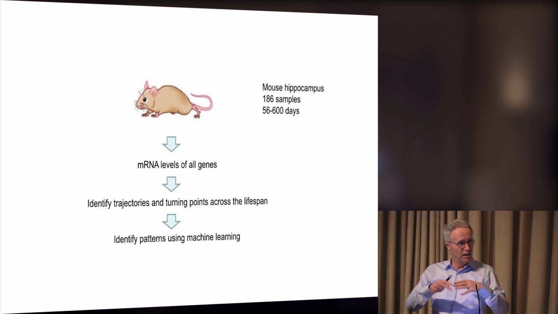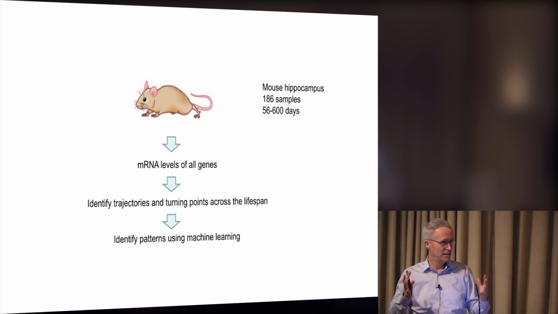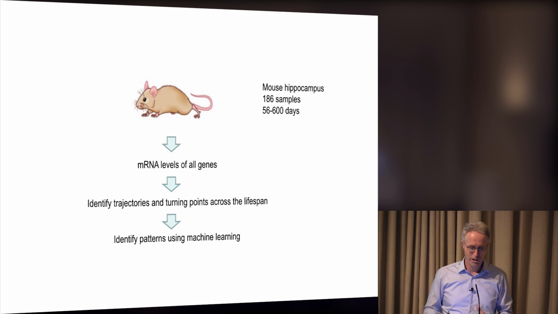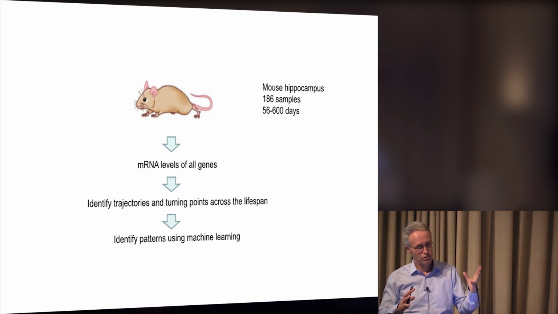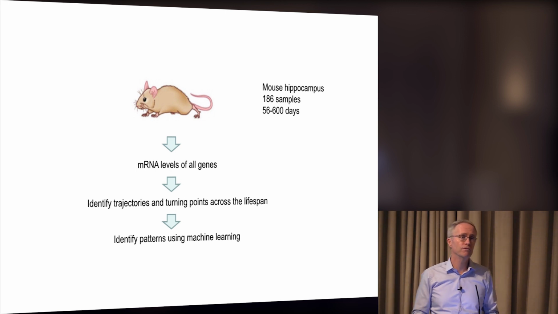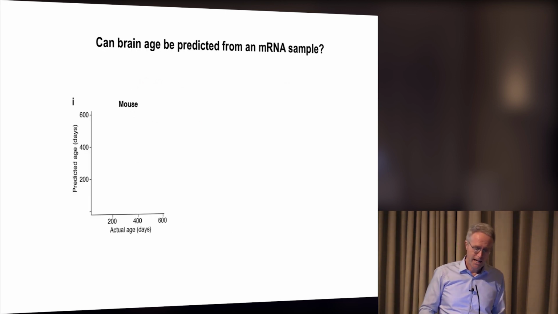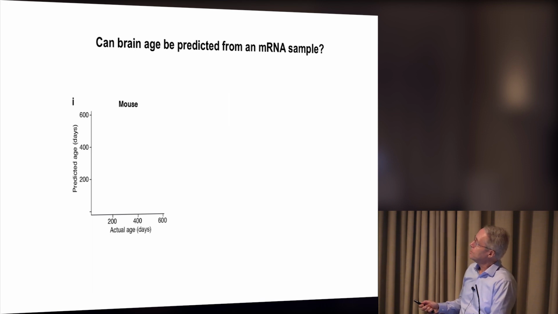And we could then identify patterns in this gigantic set of data using machine learning approaches. And we came up with algorithms that allowed us to test if they had any predictive value. And here's a kind of prediction that's pretty interesting. We can ask the question, can brain age be predicted from an RNA sample?